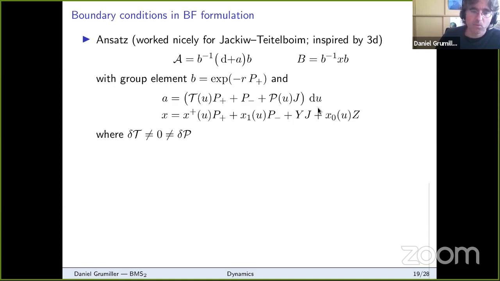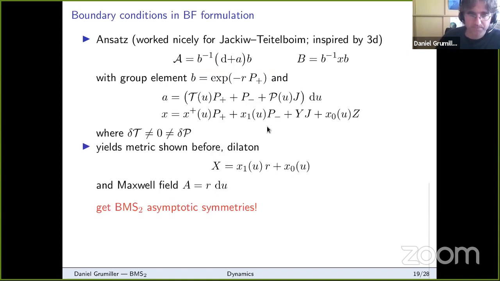Well, these functions T and P that appeared in the metric also appear in the connection. So you see this resembles a bit the highest weight gauge connection in 3D gravity. And T and P are again arbitrary functions that are allowed to vary. So this defines our boundary conditions in this BF formulation. So this indeed yields the metric that I've shown to you before.